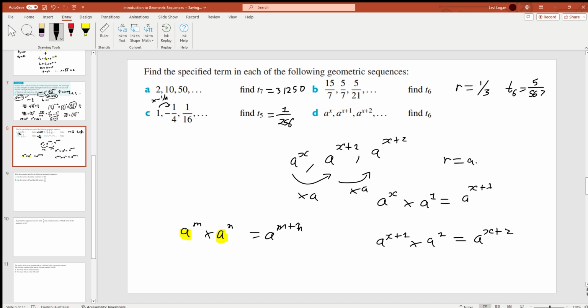So r is a, and our first term is a to the x. Now it looks a bit weird because we have x's in there, but it's exactly the same process as the previous questions. So now we'll rub this out.